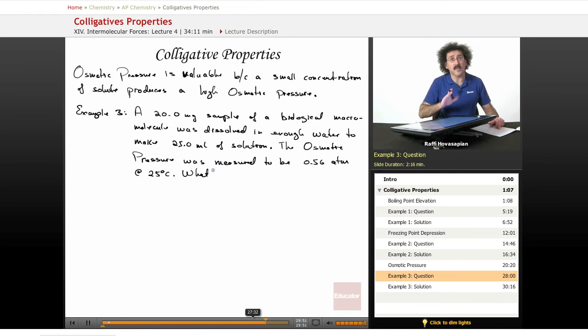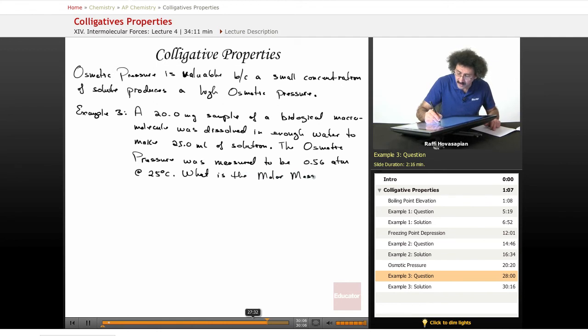And this is a standard experimental procedure for determining the molar mass of a protein. Well, it used to be. Nowadays we just use mass spectrometry, but that's fine. What is the molar mass? Again, if you don't have a mass spectrometer in your lab, this is what you do. Molar mass of the molecule.